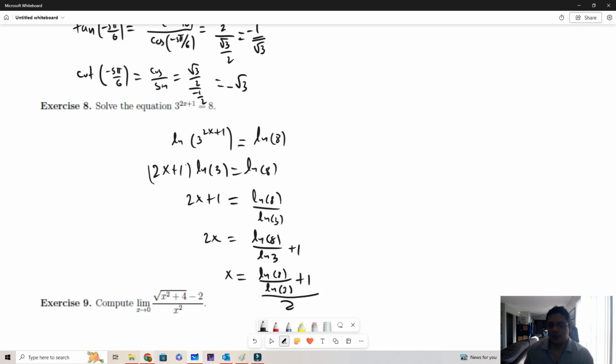Okay? And so this is just for solving the equation. The exponential equation is a reminder of how to do this type of thing. Hopefully you remember this from your pre-calculus.